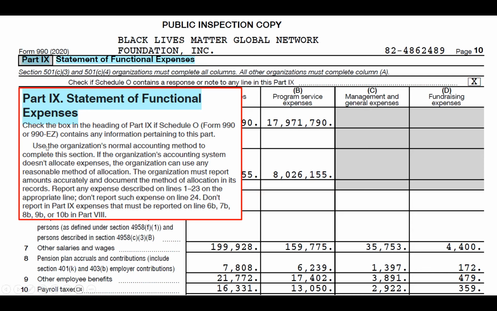So now it says, use the organization's normal accounting method to complete this section. And I'm not going to read all of this information to you because I know it's not the most exciting information for most people, except myself maybe, but I'm just going to let you read it for yourself. And then we're going to move on to examining the different columns of this particular Form 990 Part 9 Statement of Functional Expenses. So just go ahead and read the rest of the information about what the Statement of Functional Expenses means, and then I'll move forward.